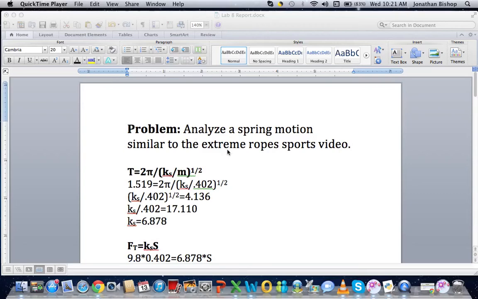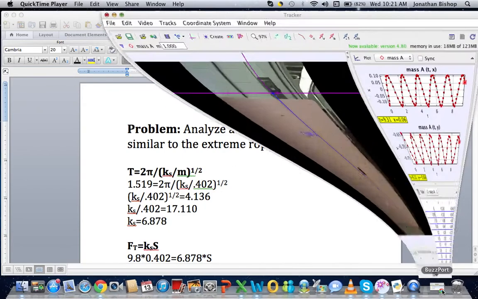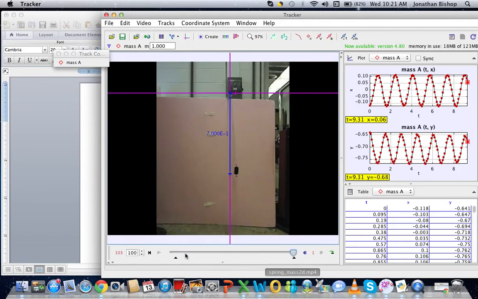Here's my lab report for Lab 9 Part 1. The problem that I had to deal with was analyzing a spring motion similar to the extreme rope sports video that Dr. Schatz and Dr. Greco showed us in lab. They presented us with a video which we had to analyze.